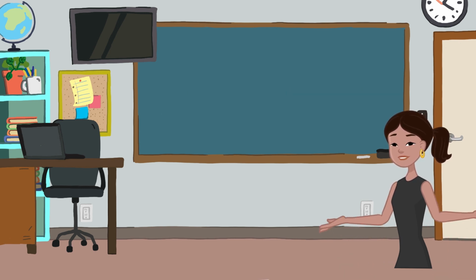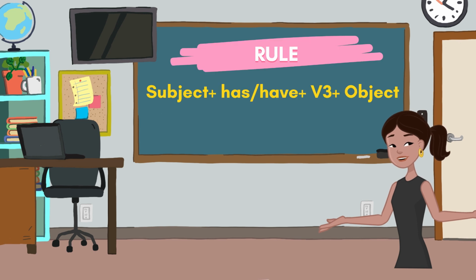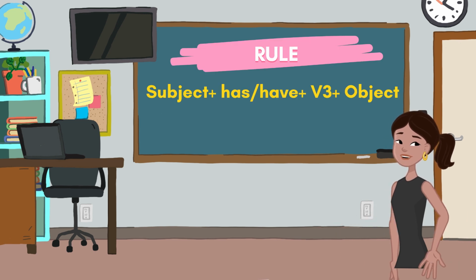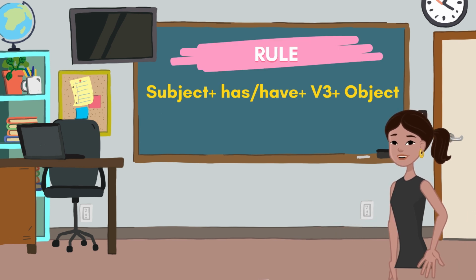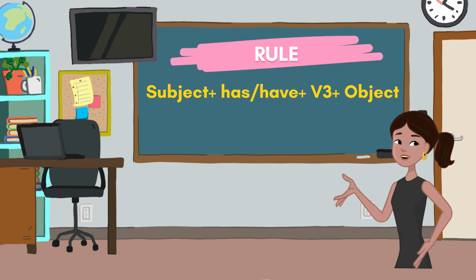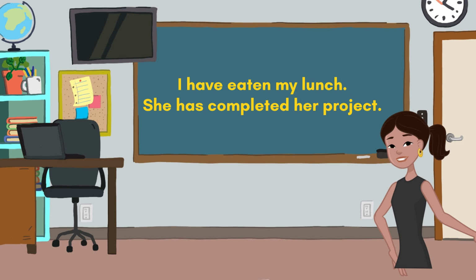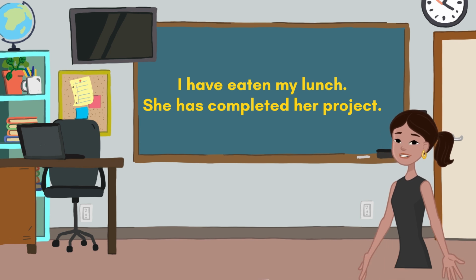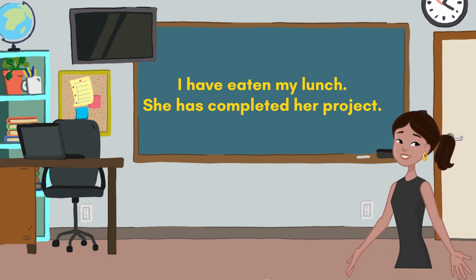Now, the rule to frame the sentence is subject plus has or have, depending on if your subject is singular or plural, plus third form of the verb plus your object. For example, I have eaten lunch. She has completed her project.